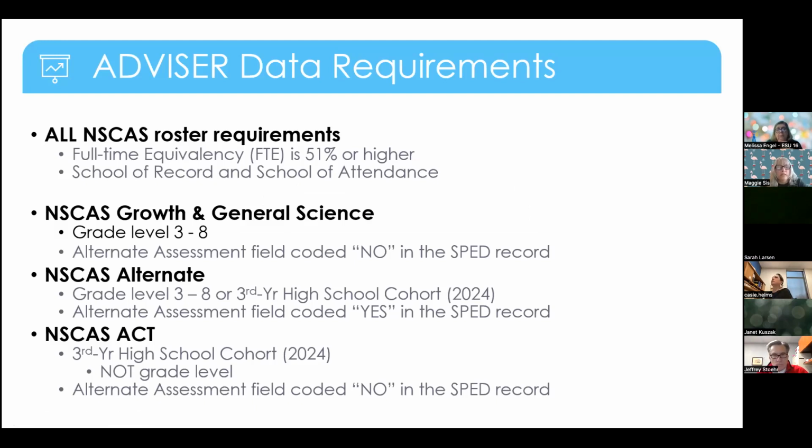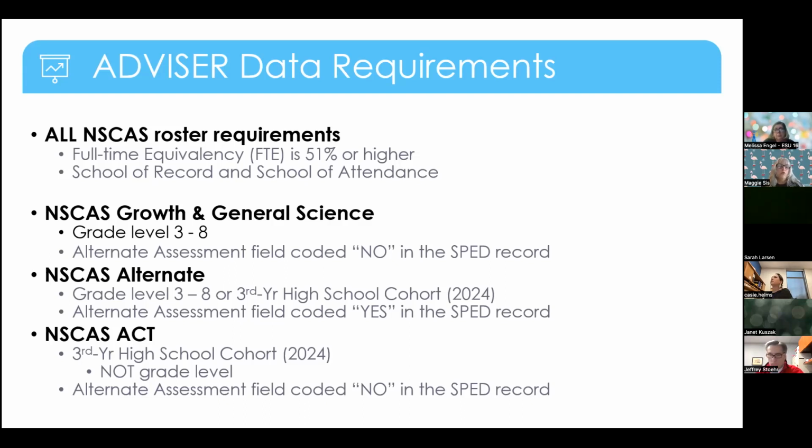And for the NSCAS growth in general science this spring, we're giving the test in grades 3 through 8. And you want to make sure the alternate assessment field is coded as no within the student's SPED record in Advisor. On the other hand, for alternate students, you want to make sure it says yes in the SPED record.